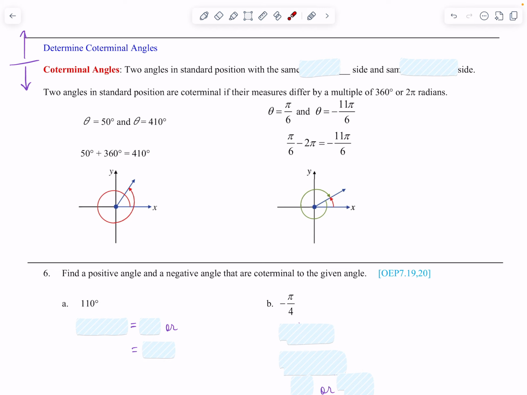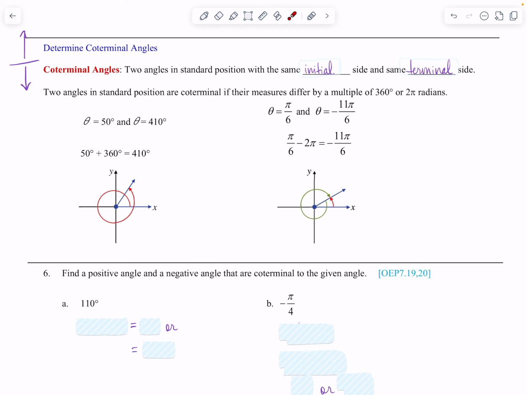All right, coterminal angles. Well, if you think about the word coterminal, terminal we already know is where my terminal side stops. It forms my angle. We talked about that in the first video. Coterminal just means that we're going to be terminating together. Mathematically, it means we've got two angles. Both of our angles are in standard position. Both of our angles have the same initial side, and both of them have the same terminal side.